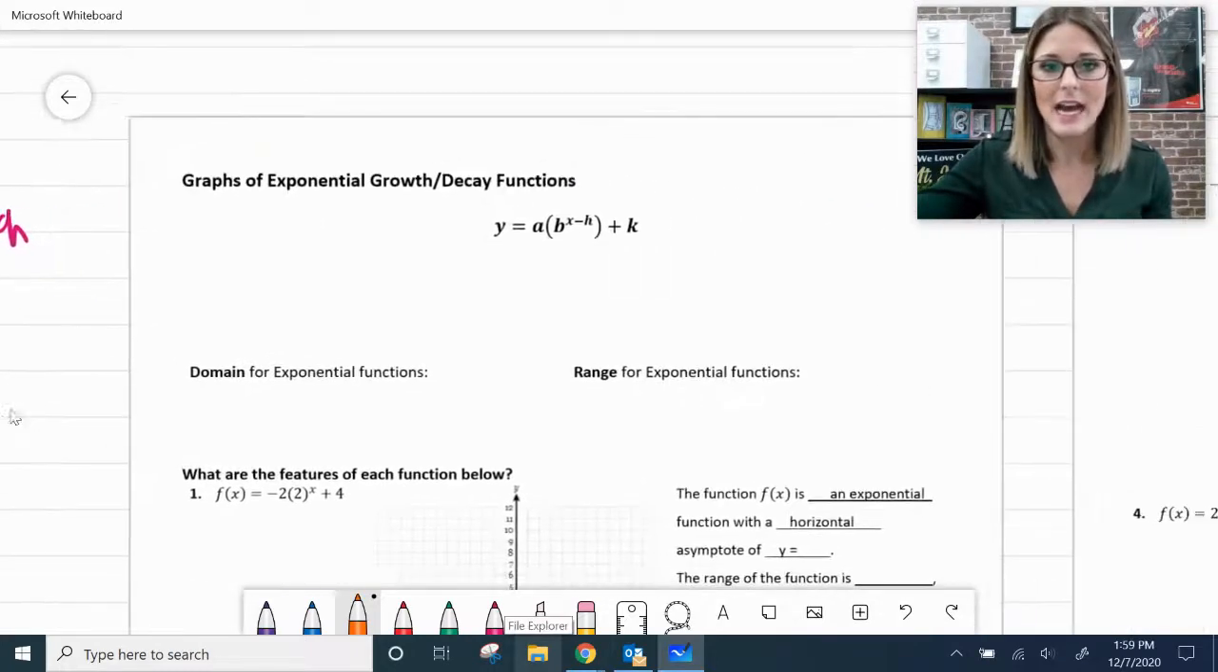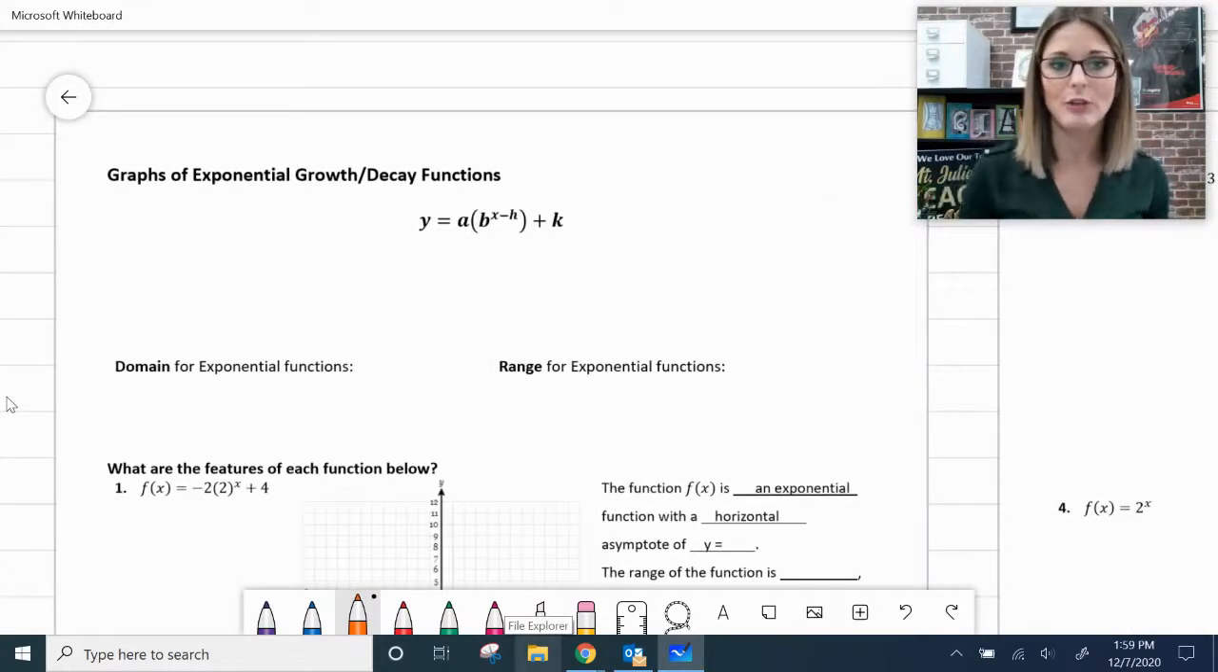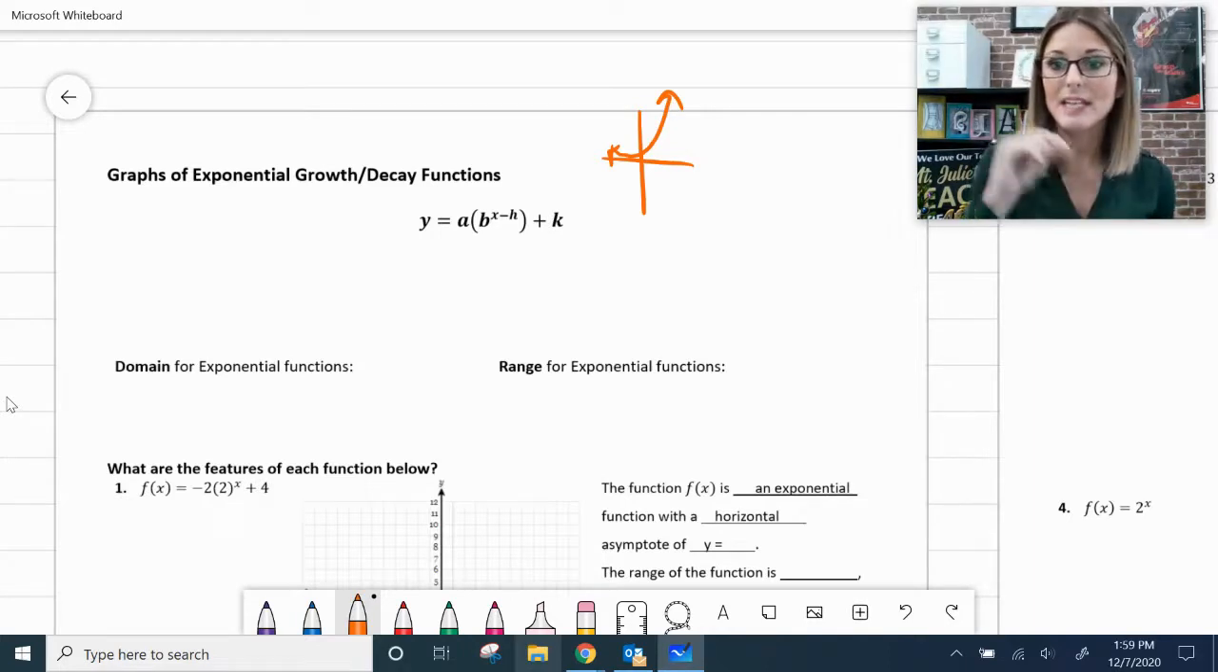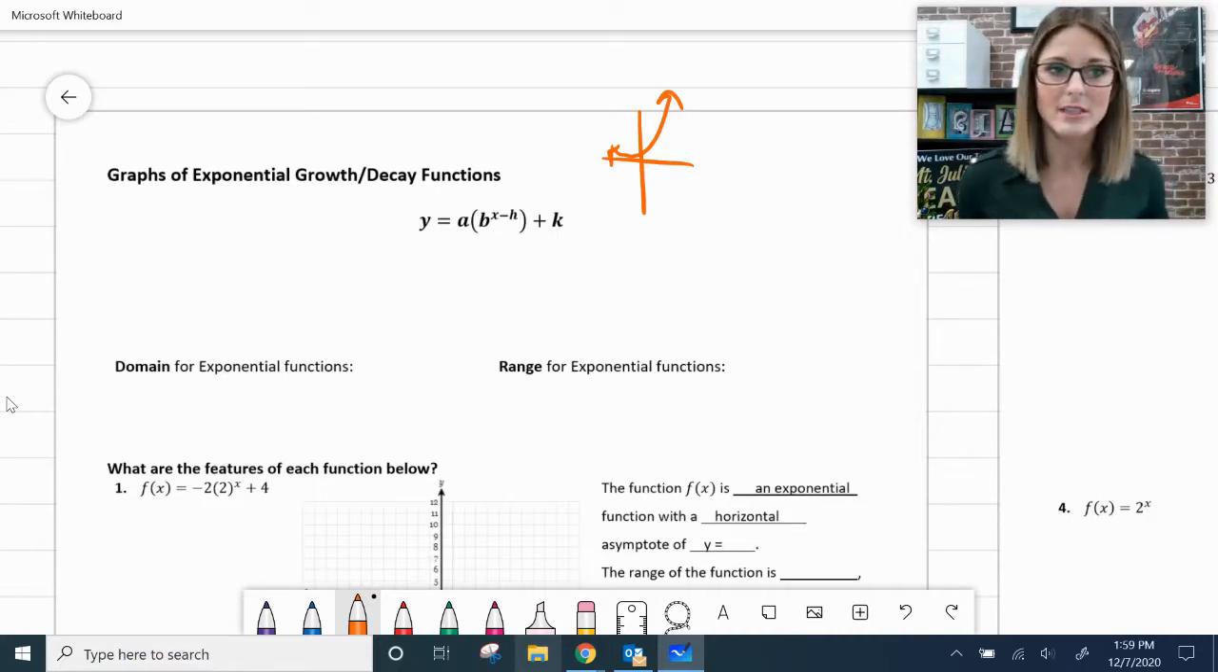Okay, let's check out graphs of exponential growth and decay functions. I'll give you a little bit of knowledge here. An exponential function is literally going to shoot up like a rocket ship. It's going to grow exponentially. Here's what our functions look like: y equals a times b raised to the x minus h, plus k. One thing I always tell my students is that in an exponential function, x will always be the exponent.